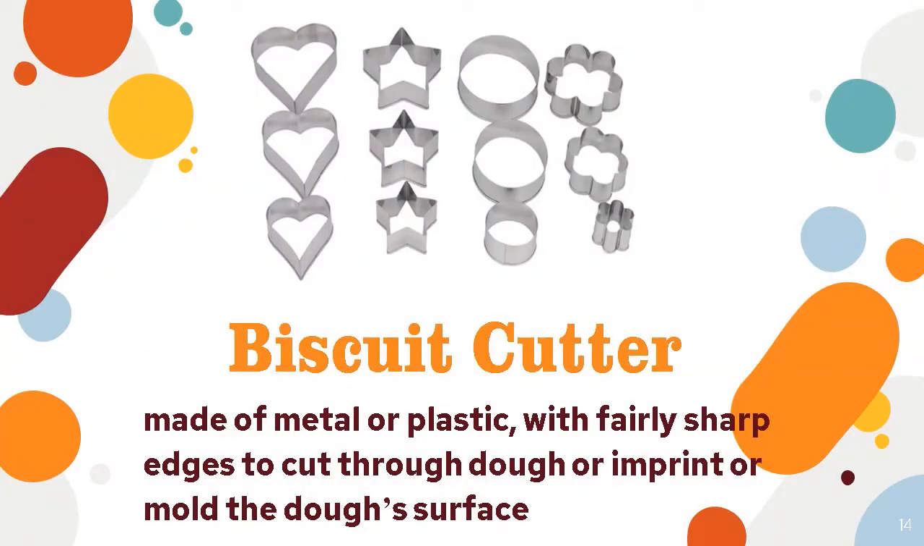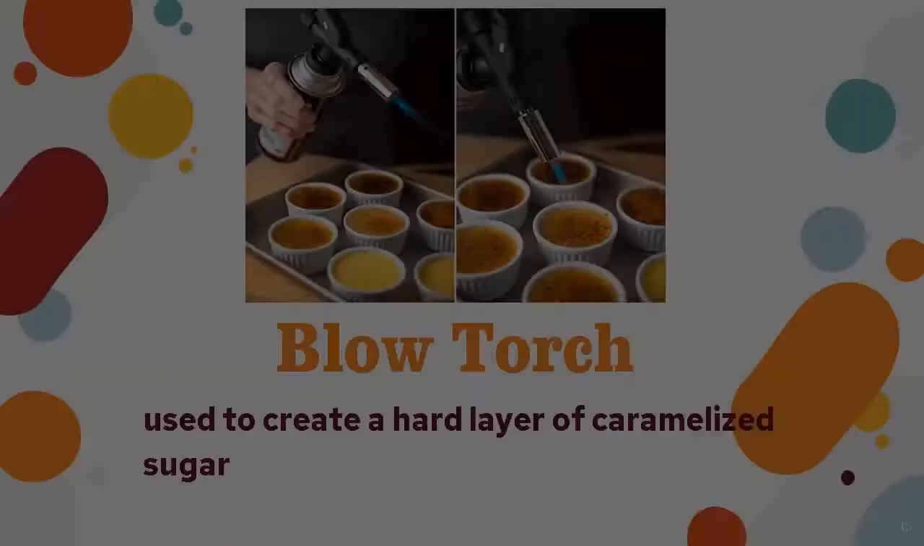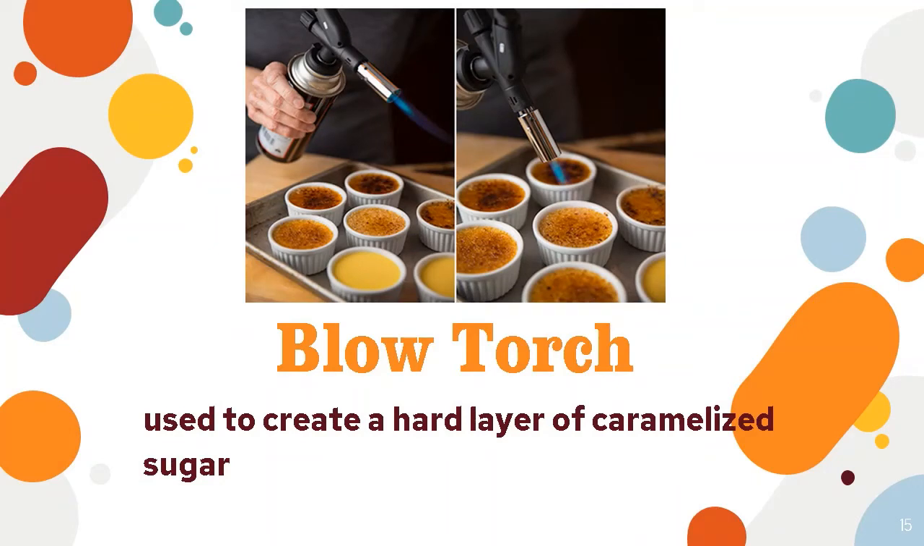Biscuit cutters are made of metal or plastic with fairly sharp edges to cut through dough or imprint or mold the dough's surface. The blowtorch is used to create a hard layer of caramelized sugar for desserts, but they can also be used to caramelize surfaces of different types of food.